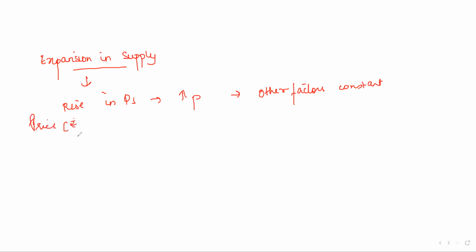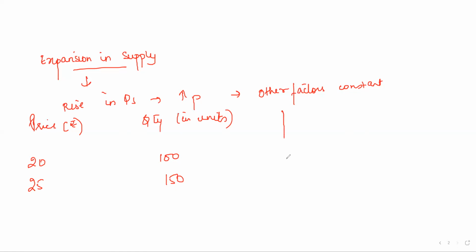Expansion in supply is basically the rise in the quantity supplied due to an increase in the price of the commodity itself, as I told you just now, keeping other factors constant. Now let us try to understand this with the help of a schedule and a graph. Let us take a hypothetical schedule wherein the price of the commodity in rupees was 20, and the quantity in units was 100. Now the price has increased to 25 and as a consequence, the supply has gone up to 150.